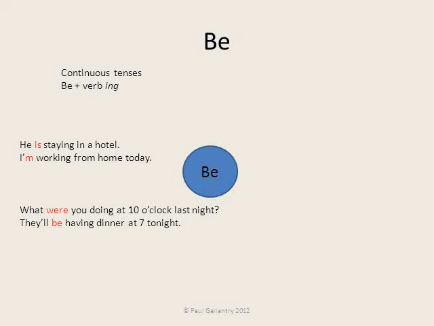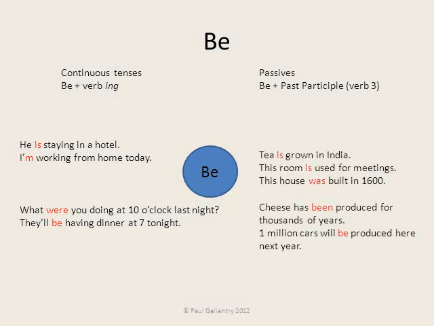But unfortunately, we can also use be with passives. Well, I don't say unfortunately, but yeah. We have there be plus the past participle, that verb 3 again. And again, the verb to be shows the time, it shows when it is, and the past participle bit doesn't change. So, for example, tea is grown in China. That's present simple. This room is used for meetings. Another present simple. This house was built in 1600. That's an example of a past passive there, past simple passive.